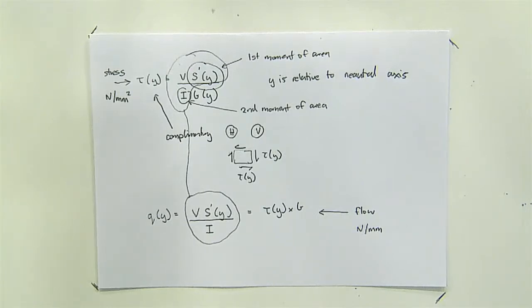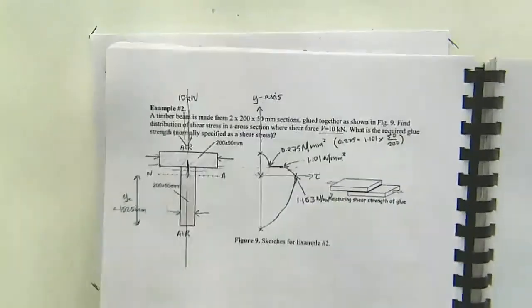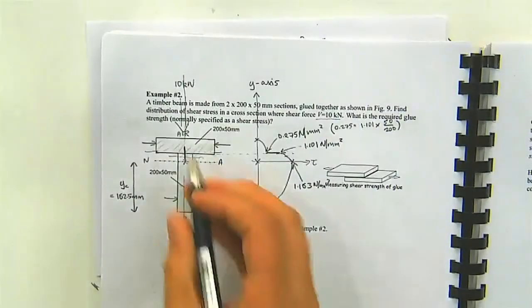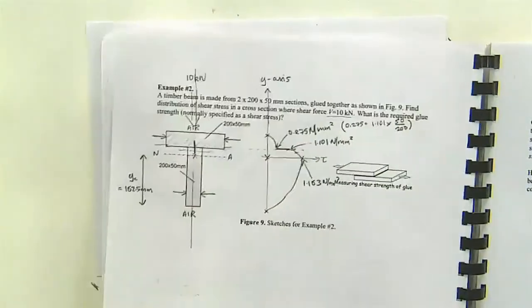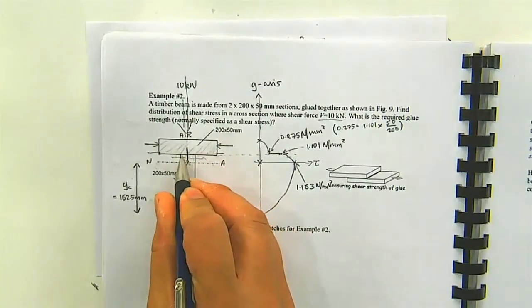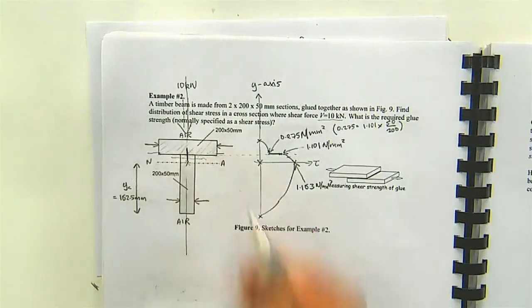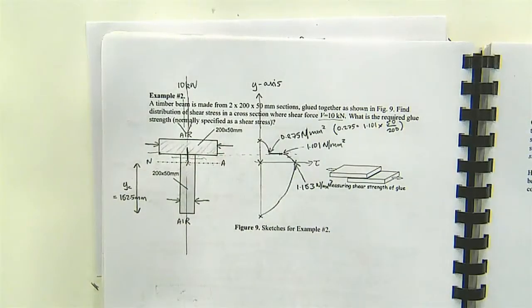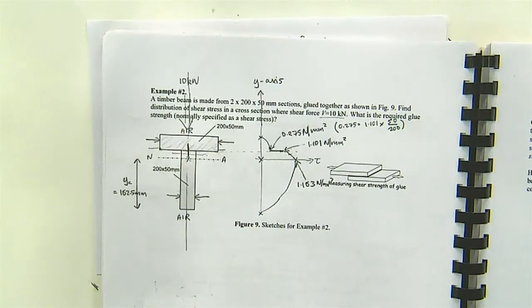In example 2 in the course notes, we were interested in putting some glue between the two planks. That's obviously a stress. When you buy some glue, you want to know what the shear stress of the glue is. So you select your glue from the shop based on what stress they tell you the glue can take.